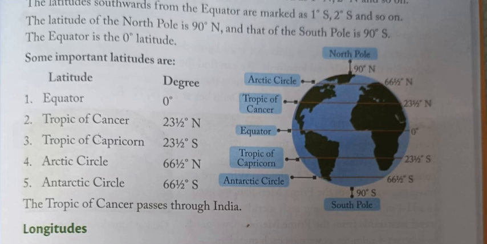And here are the 5 important latitudes. Equator is at 0°, Tropic of Cancer at 23.5° north, Tropic of Capricorn at 23.5° south, Arctic Circle at 66.5° north, and Antarctic Circle at 66.5° south. The Tropic of Cancer passes through India. You have to remember that Tropic of Cancer passes through India. This can be a question. Now longitude.